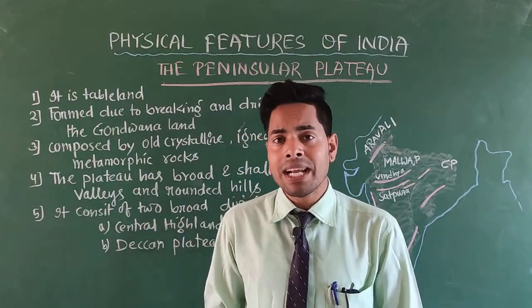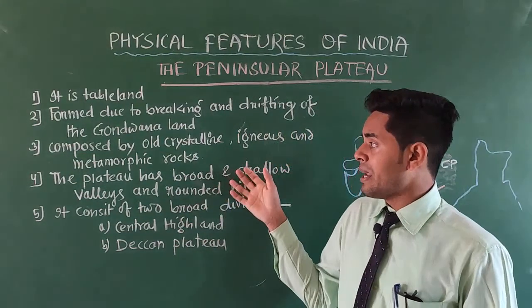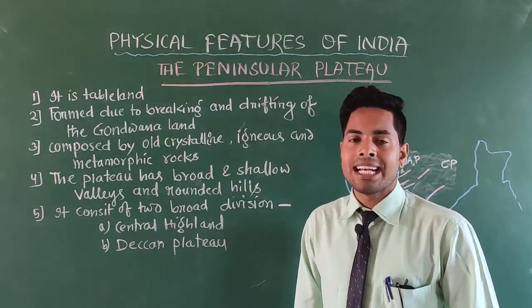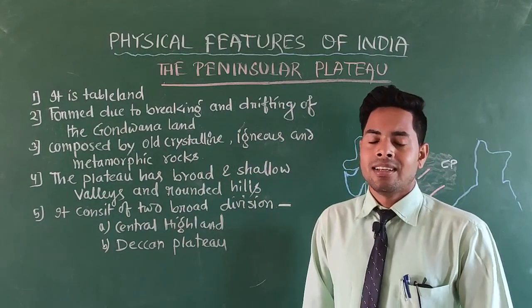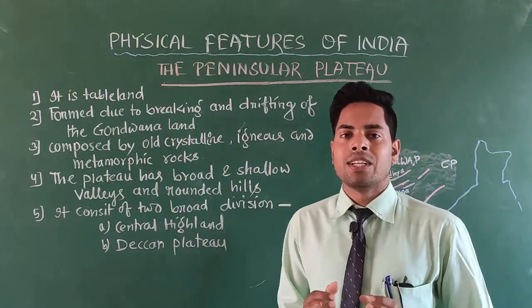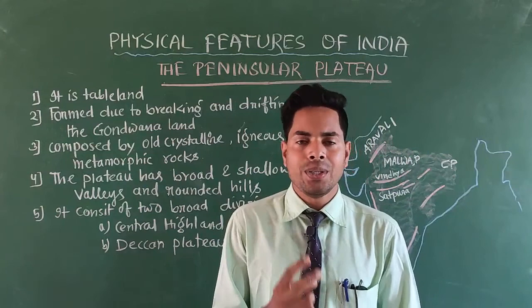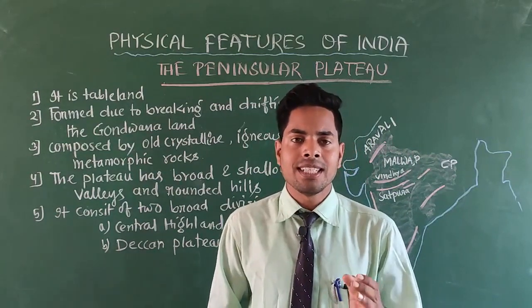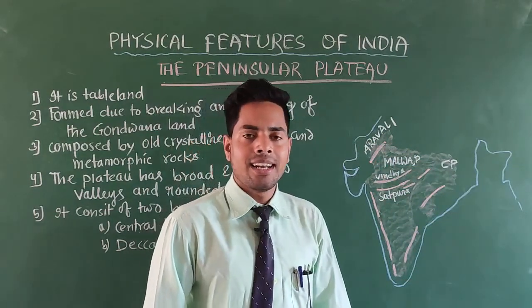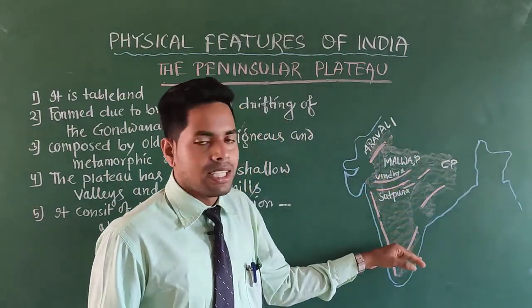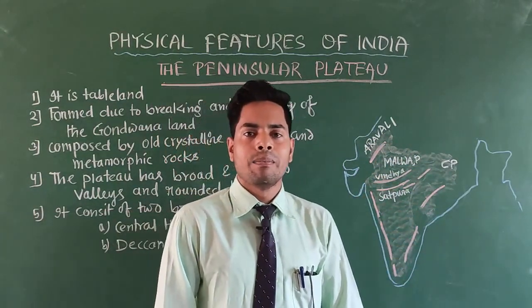And this plateau has broad and shallow valleys and rounded hills. This plateau region is mainly divided into two parts. The first is the Central Highland. This northern part is known as the Central Highland, and the southern part is known as the Deccan Plateau.